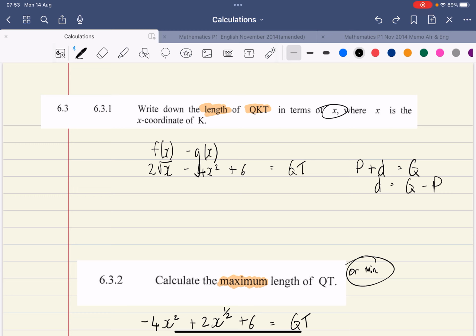And we're done. There's nothing more to do there. We've written f of x in terms of x and g of x in terms of x to give a distance between f of x and g of x. And they just so happen to want the distance QT. So you write QT. And that is the question solved.